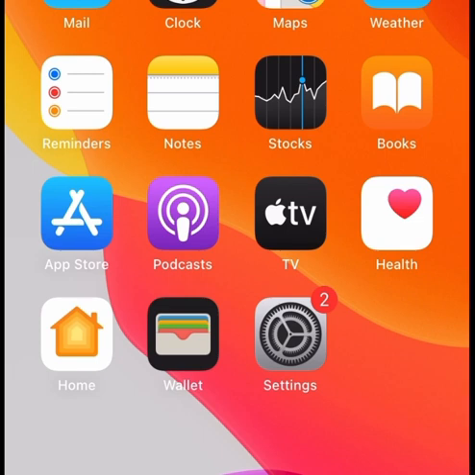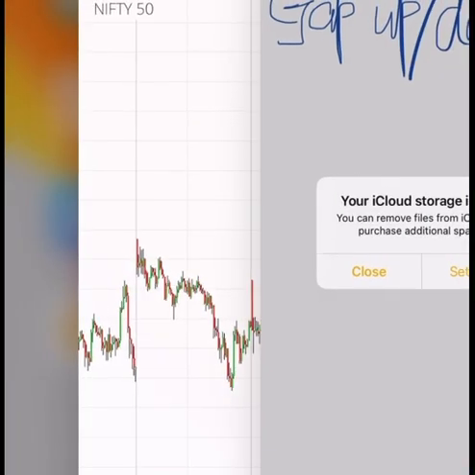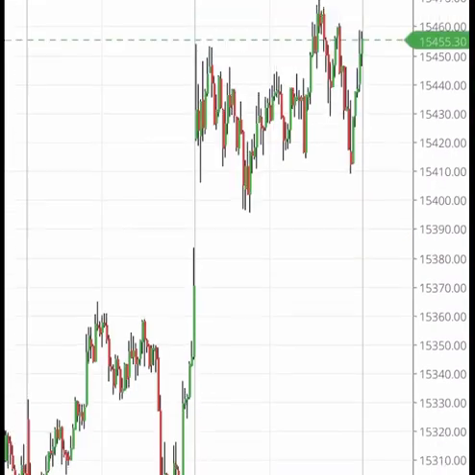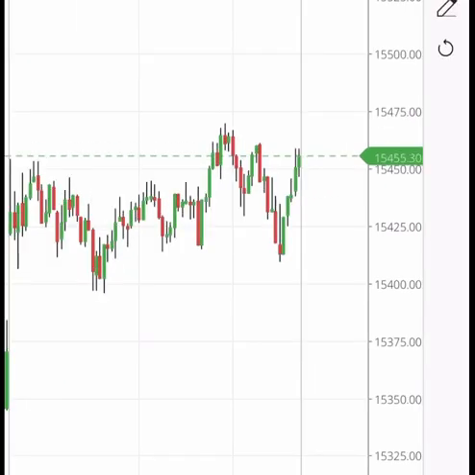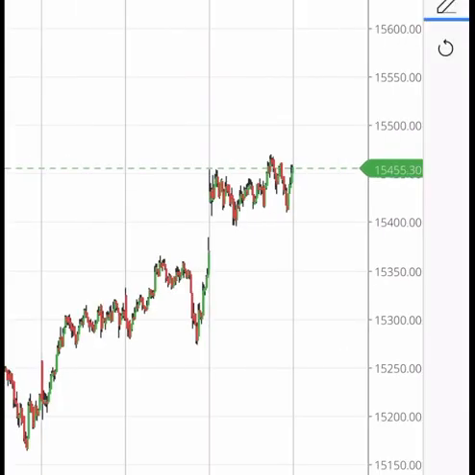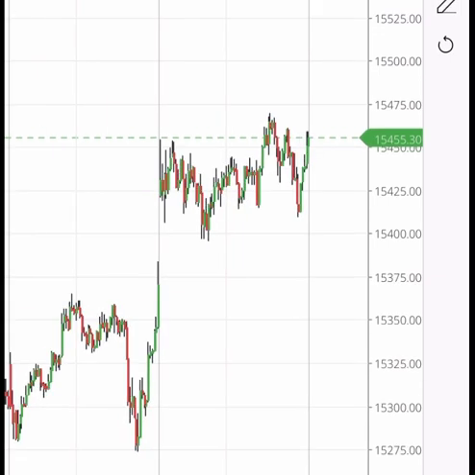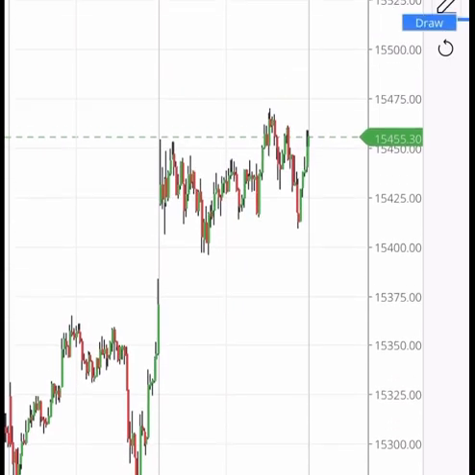So now let's go and I will show you how gap up or gap down looks like. See, as we can see, today the market was opening gap up. Gap up means the market opened above yesterday's closing price. See, the market today opened with a green candle and it is above yesterday's closing price. So this is gap up.